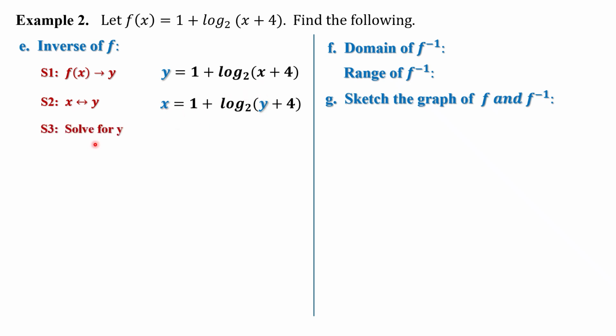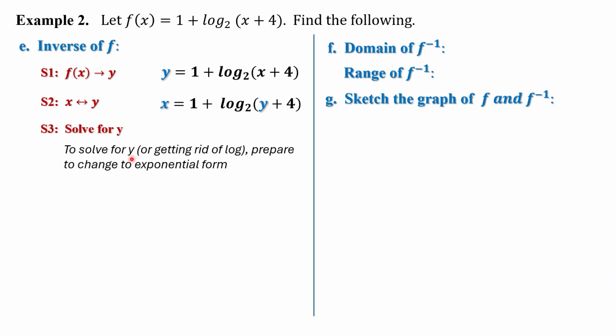And then for step 3, we have to solve for y. And to solve for y, we have to get rid of this log again. So we have to prepare this equation to change to exponential form. And to do that, we need to isolate this log base 2 of y plus 4. So we're going to move 1 to the left side. So the equation will give us log base 2 of y plus 4 equals x minus 1.